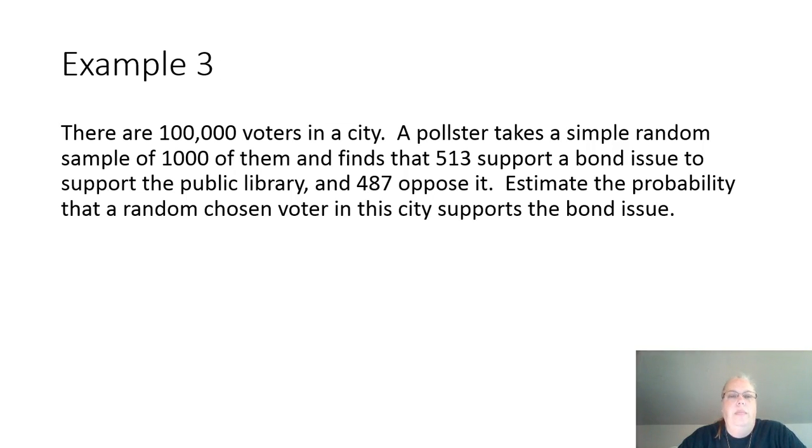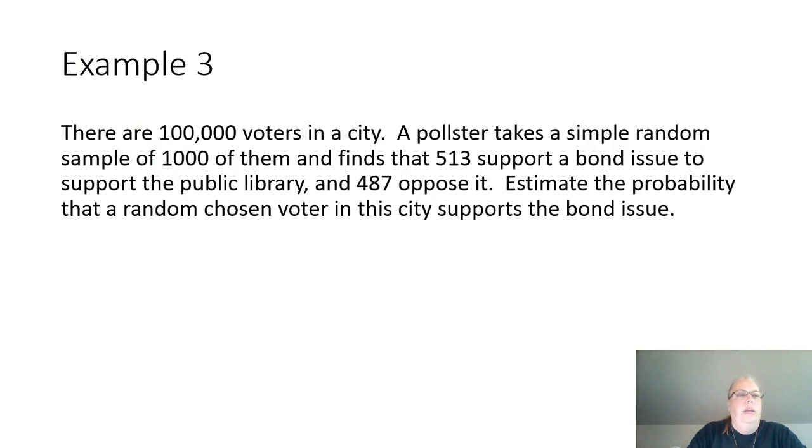Example 3. There are 100,000 voters in a city. A pollster takes a simple random sample of 1,000 of them and finds that 513 support a bond issue to support the public library and 487 oppose it. Estimate the probability that a randomly chosen voter in the city supports the bond issue.